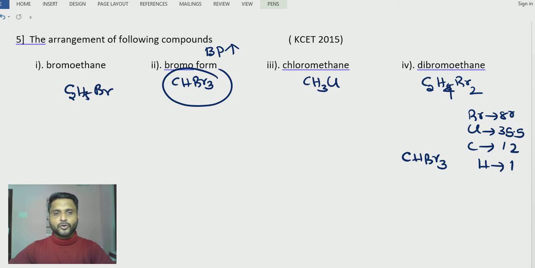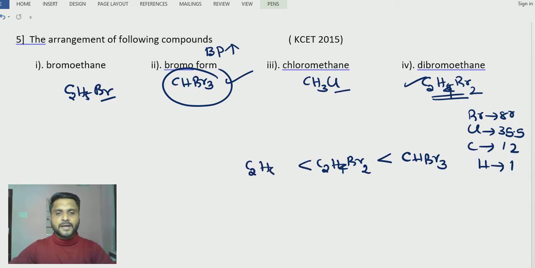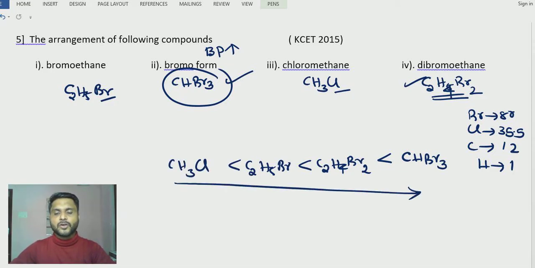Okay. So this is done. Next one, the highest number of halogen atoms is here, right? So we have C2H4Br2. This is done. Next one, here we have bromine, and there we have chlorine. So next one comes as C2H5Br. Then finally we have CHCl3. This is the increasing order of the molar mass, also the increasing order of the boiling point.